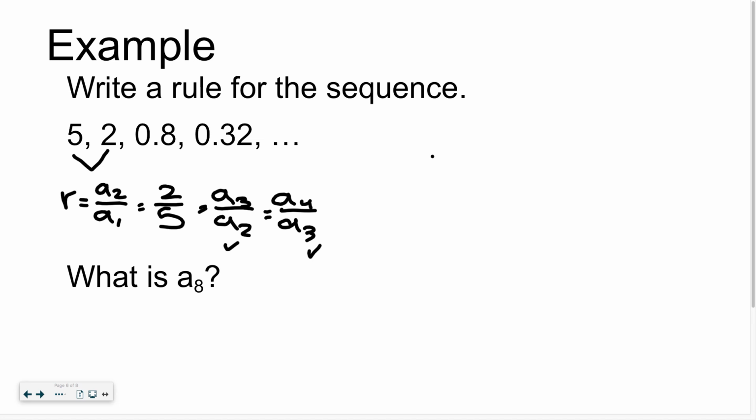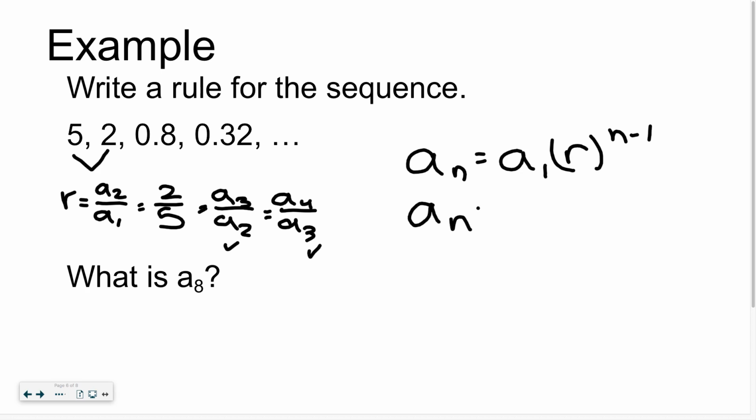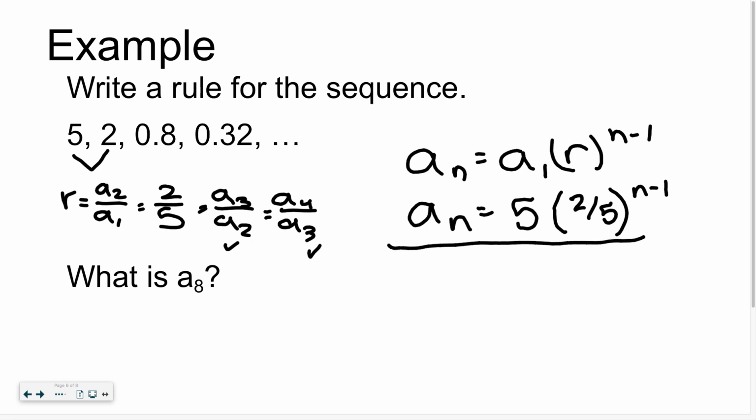Okay, so the rule for the sequence is a sub n equals. Let's use a sub 1 times r to the n minus 1. What's your a sub 1? 5. What's your r? 2/5 to the n minus 1. You're done. It almost feels too easy, doesn't it, the geometric one? If you know how the geometric sequence works, you just have to plug in first term, ratio, raised to n minus 1.